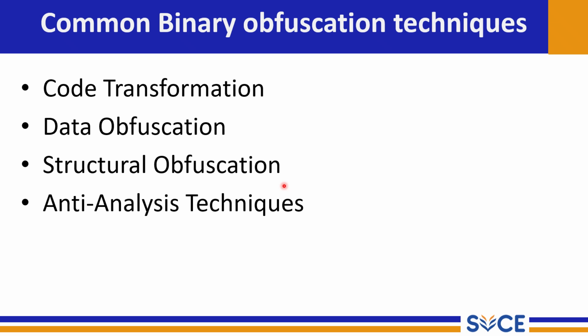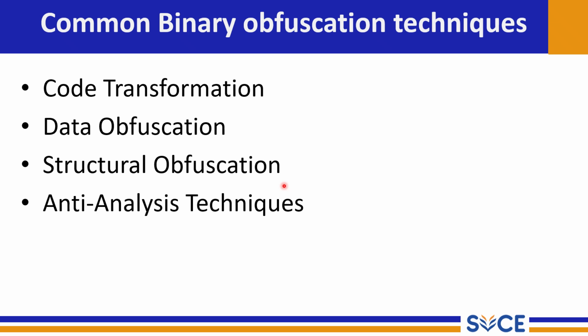And next one, junk code insertion. So irrelevant or dead code is added to the binary, increasing its size and complexity without affecting its functionality, making it harder to distinguish the legitimate code from the noise. And next one, instruction substitution under code transformation. So replacing standard instructions with functionally equivalent but less common or more complex instruction sequences, right? So that all comes under code transformation.